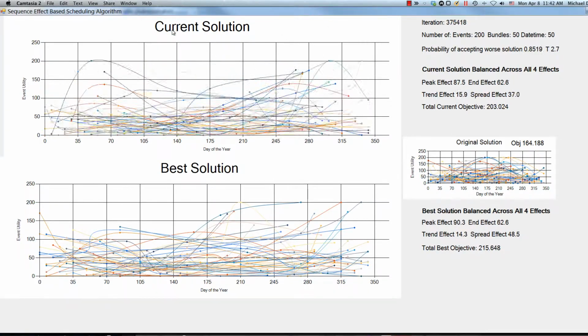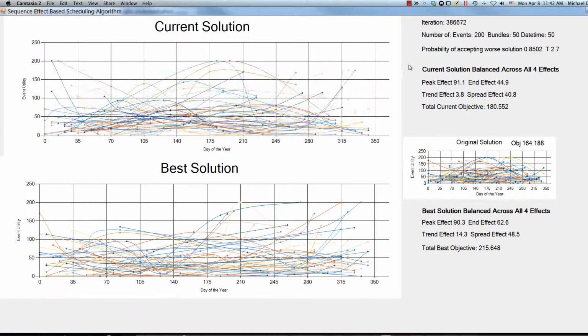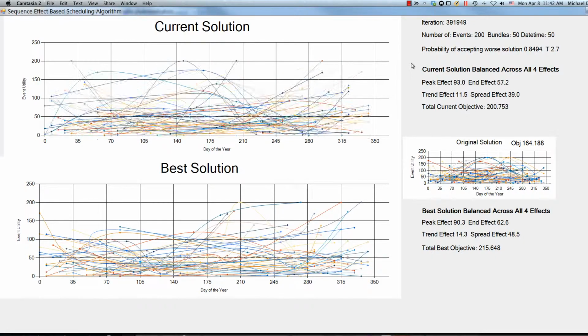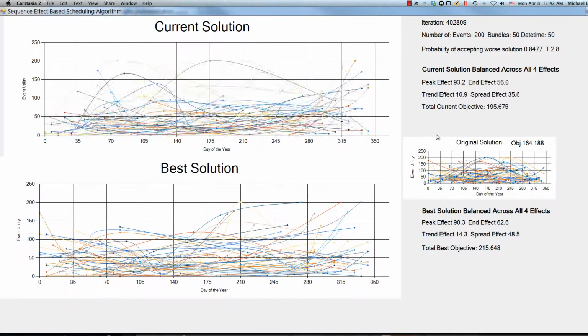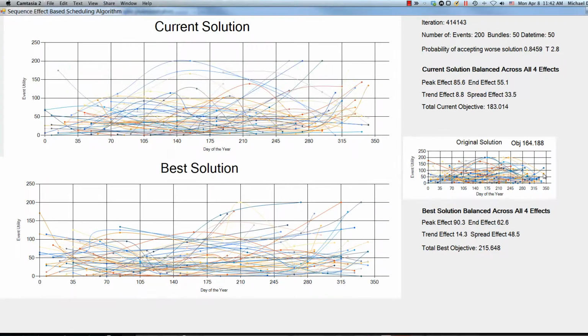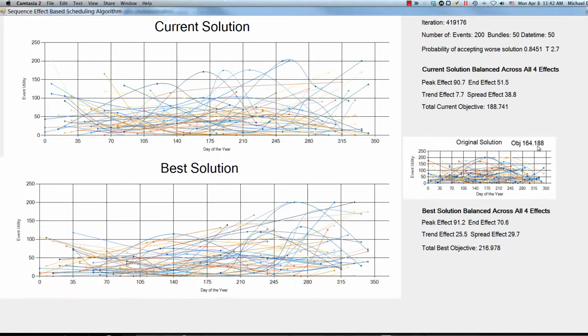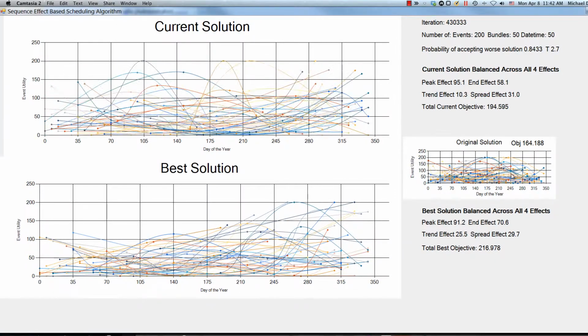So what's going on here? We have 2 different solutions, a current solution and a best solution. First of all, this algorithm just creates a random solution. It's right here, called the original solution. We can calculate the objective, 164.18. Okay, that's great. It looks something like this.